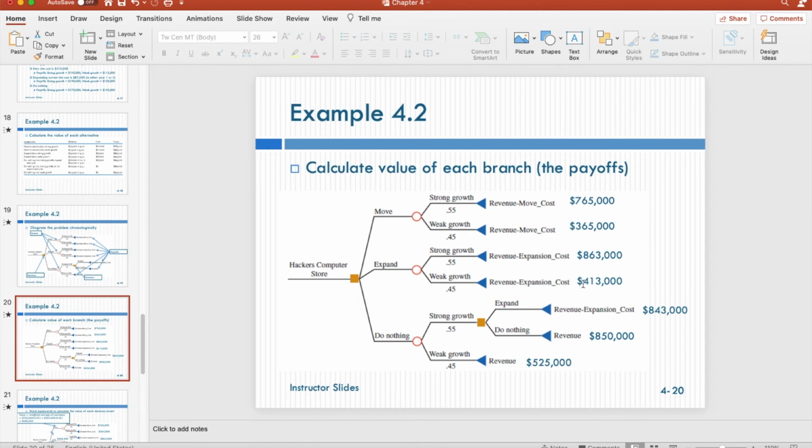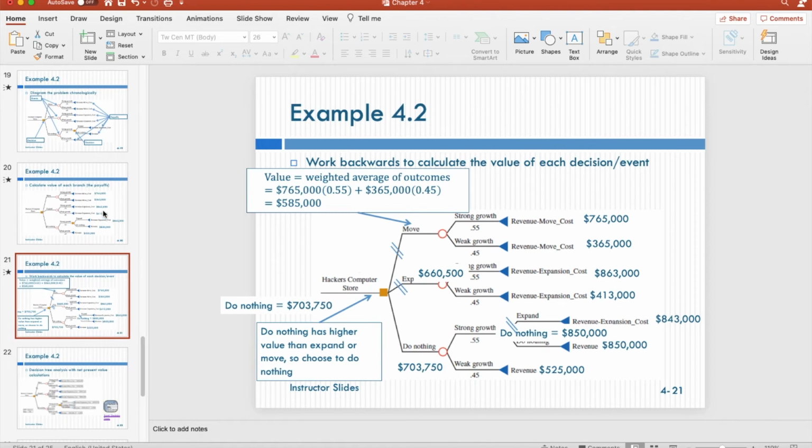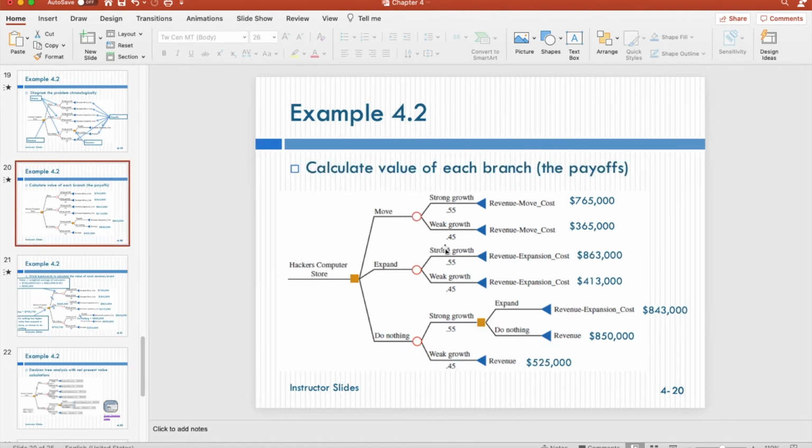All right. So right now, what we will do is pick the best option among all these alternatives. How to calculate or decide which one is the best? Very simple. Let's do the calculation. First of all, let's just look at this first branch. If you decide to move, there's a 55% chance we have the strong growth, and a 45% chance you will meet the weak growth. These are the corresponding profits if the strong growth happens or if the weak growth happens.